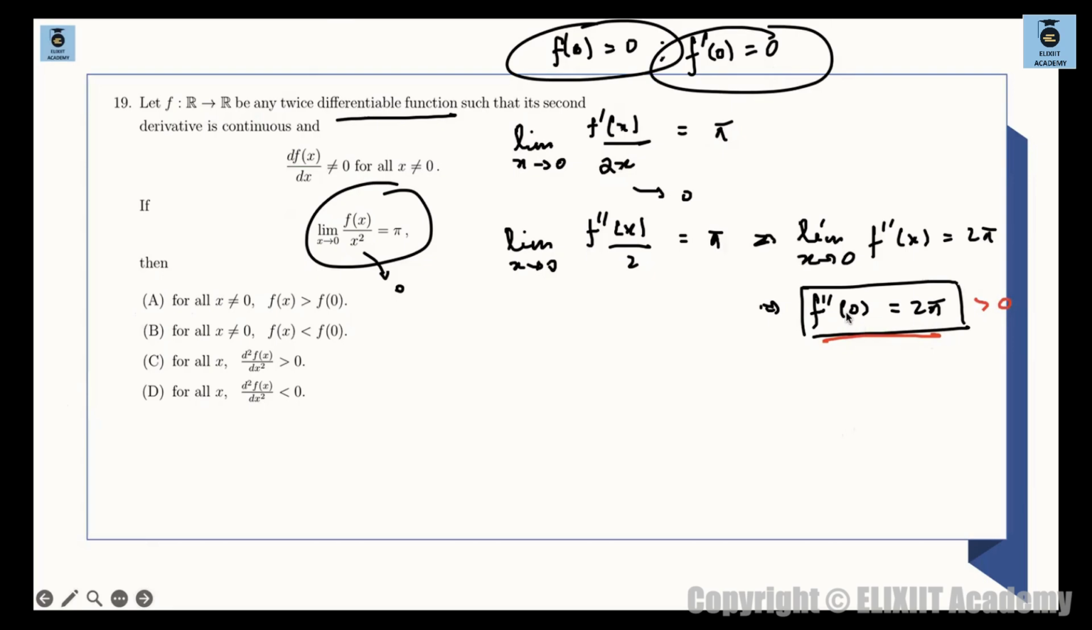If f double dash of 0, this is a very basic level, basic knowledge I'm using, basic knowledge of applications of derivatives. When you maxima and minima, concept of maxima and minima we are using over here. f double dash of 0, देखो 0 पे f double dash of x is becoming 2 pi. 2 pi is what? Positive. माने 0 is a point of minima, बोल सकते हो ना. 2 pi is what? Positive, which means 0 is what? x is equal to 0 is a point of minima.